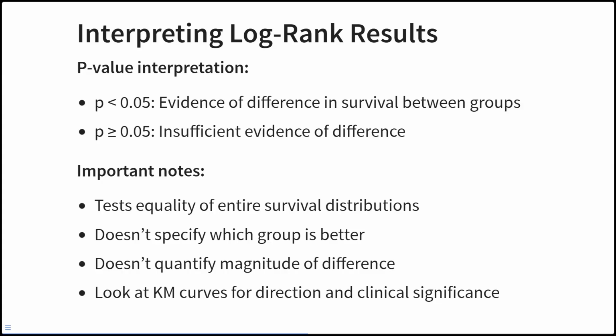It also doesn't quantify the magnitude of the difference. We only know that there is a significant difference between two groups, male and female, or between three age groups, or between five races. But what is the magnitude of that difference? It doesn't tell us that. And also, you have to look at your KM curve for the direction and the clinical significance.